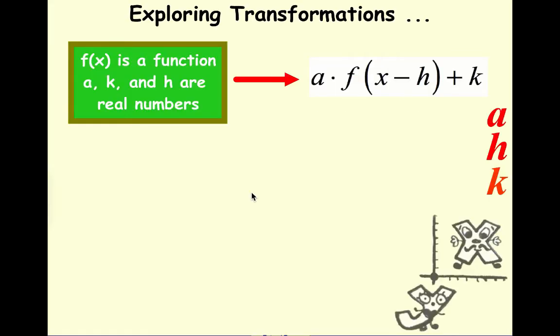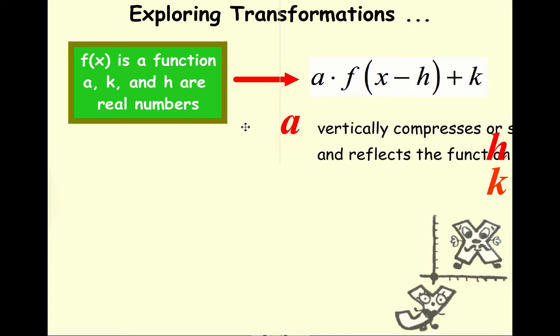So let's go ahead and describe all of this together, because we don't only want to be able to do this with absolute value functions. So f of x is a function. a, k, and h are real numbers. And so we want to look at each one of those numbers and see what it does to our function.